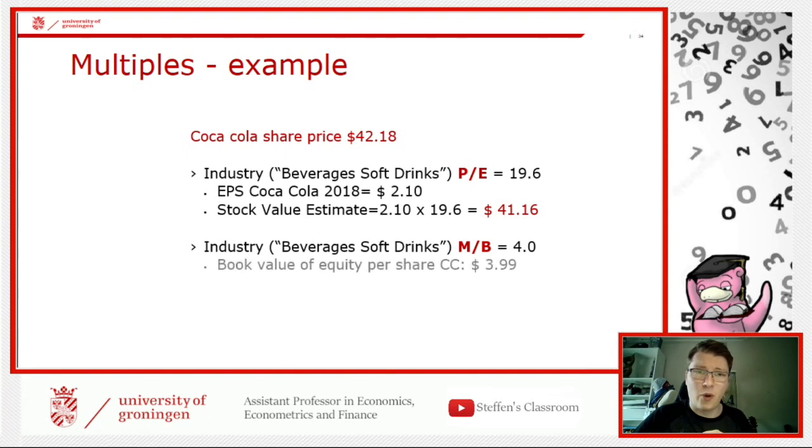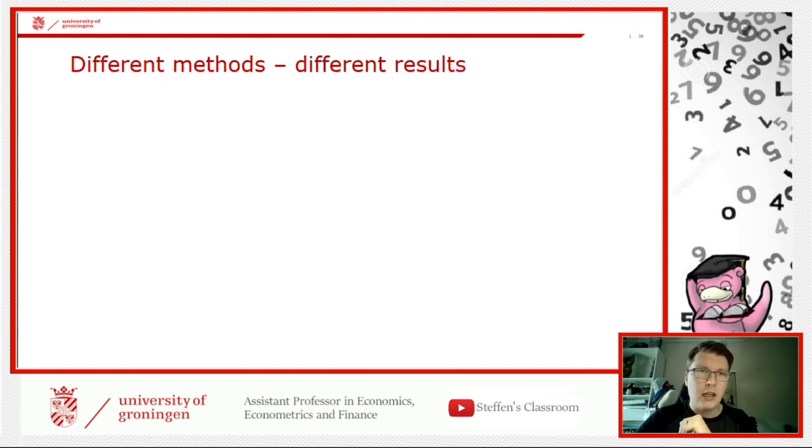We get a multiplier of 4. You take the one from Coca-Cola, which is $3.99. You multiply by 4, and you get a new estimate of the stock price, 15.96. A little further off, okay. And you can do all these different versions.